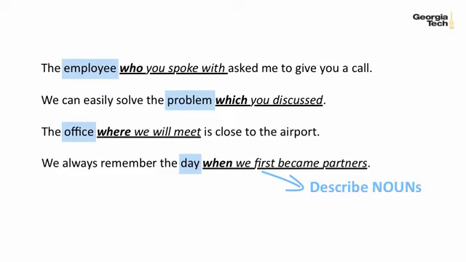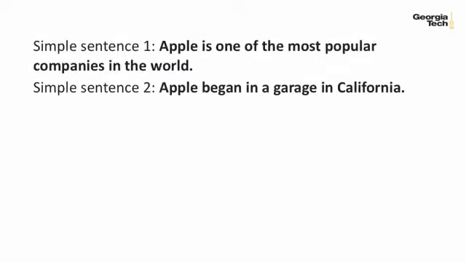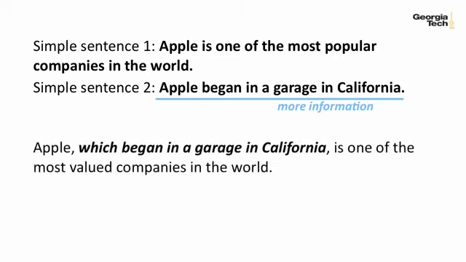Let's build some sentences using adjective clauses. Combine the 2 sentences by making one an adjective clause. Since the second sentence is giving more information about Apple, we can use this one as an adjective clause and put it after Apple, like this. Apple, which began in a garage in California, is one of the most valued companies in the world.